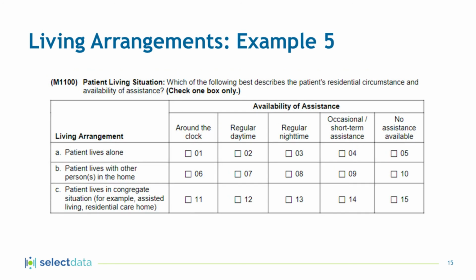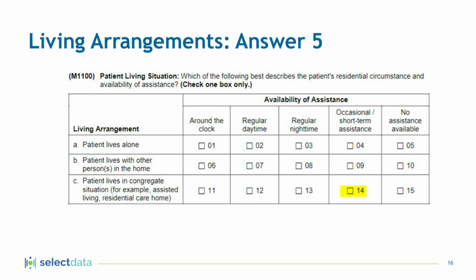Example 5. Patient lives alone in an apartment in an assisted living facility. The apartment does not have a call bell, but her contract with the assisted living facility includes having a home health aide assist her with ADLs 2 hours every morning. Her son also comes over occasionally to assist with bills, groceries, and errands. We would select response 14. Patient is living in a congregate setting. One caregiver is available to assist for some part of every day on a regular basis, but not all day. Another caregiver offers occasional assistance.